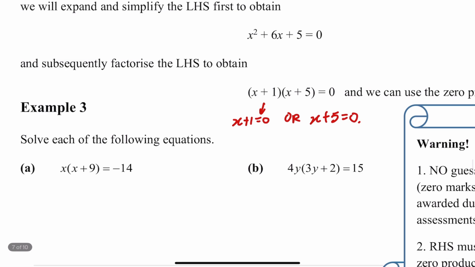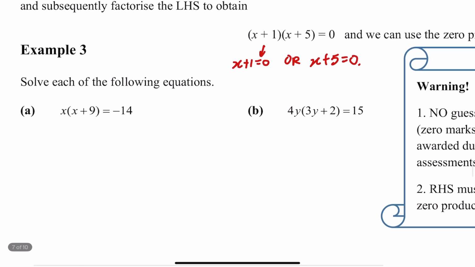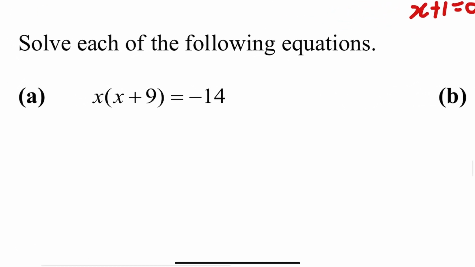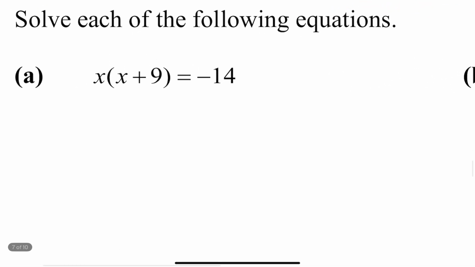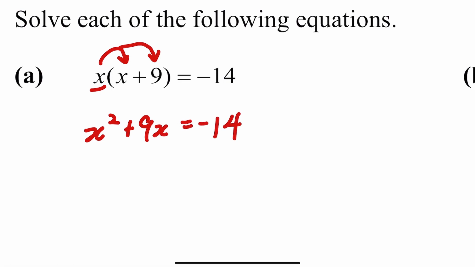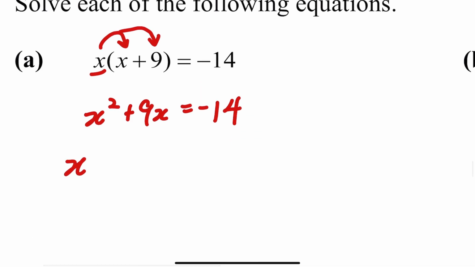So let's visualize and understand what this means. Let's now look at example 3a. Okay, for example 3a, I have x times x plus 9 equals to negative 14. So my first step, expand first. I expand the left side, I hope you still remember how to expand. I distribute x over here. This will be x squared plus 9x equals to negative 14. Then I want to make the right side 0, so I'll add 14 to both sides of the equation. x squared plus 9x plus 14, and this is equal to 0.